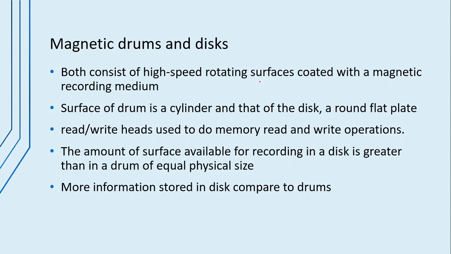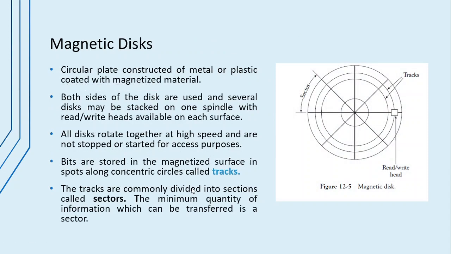Read and write heads are used to do the memory read and write operations. The amount of surface available for recording in a disk is greater than in a drum of equal physical size. So the capacity to store data in a disk is greater than in a drum. More information is stored in a disk compared to a drum. First we will see the magnetic disk.